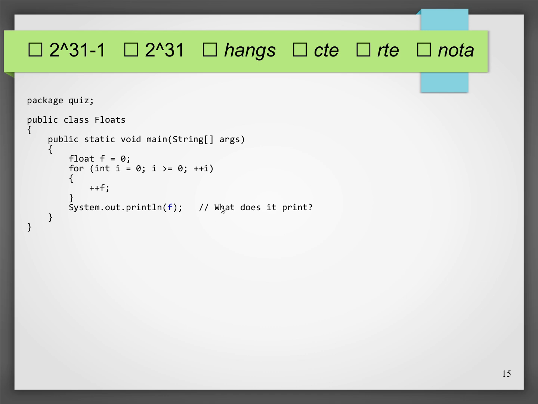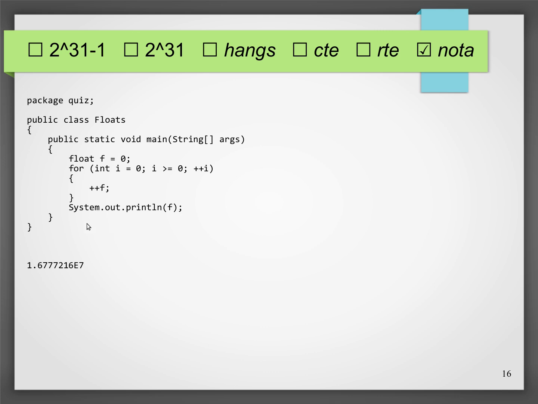Okay, so what's the answer? The answer is 1.6777216E7, what a mouthful. In case you're unfamiliar with this notation, this means 10 to the power of 7, so basically 1.6 whatever times 10 to the power of 7, which is 16 million whatever. So why is this the case?